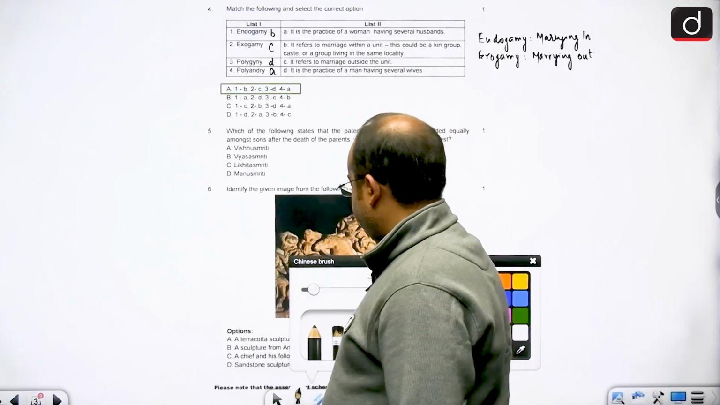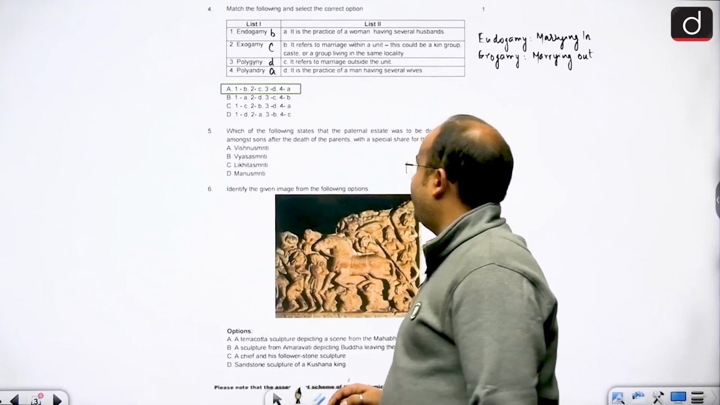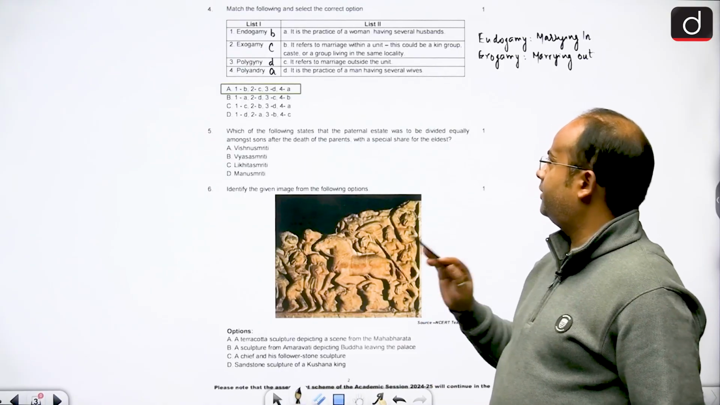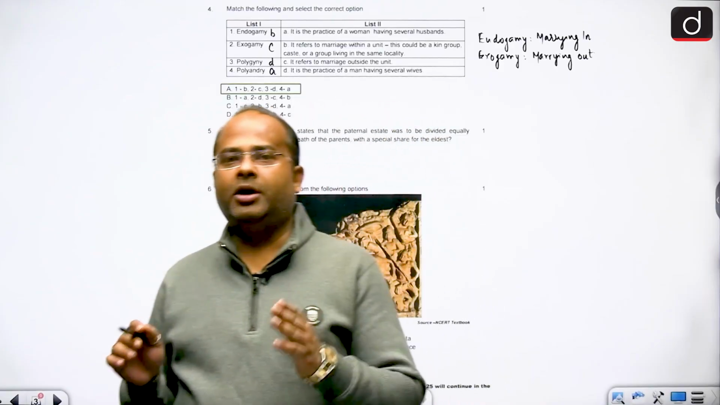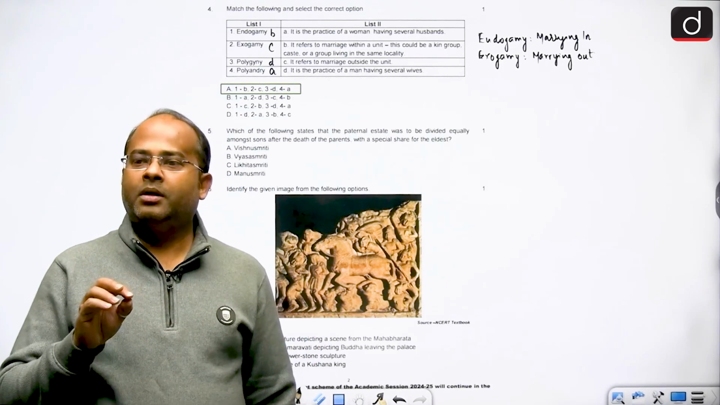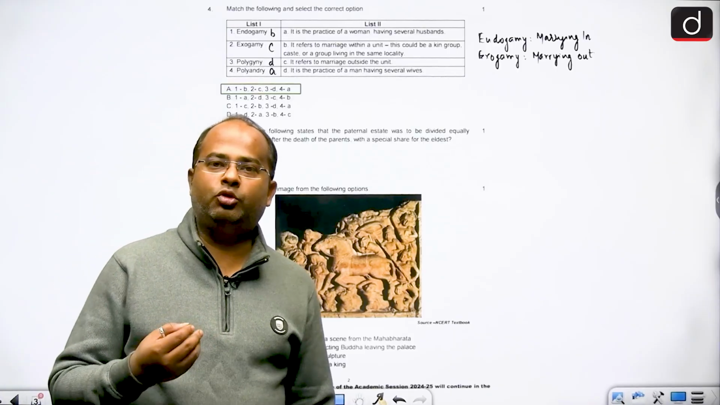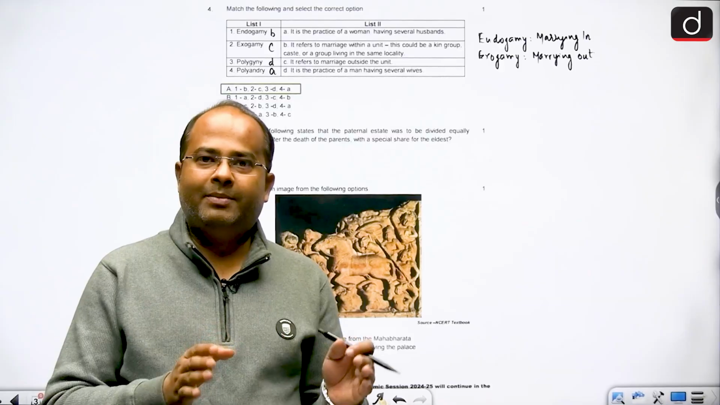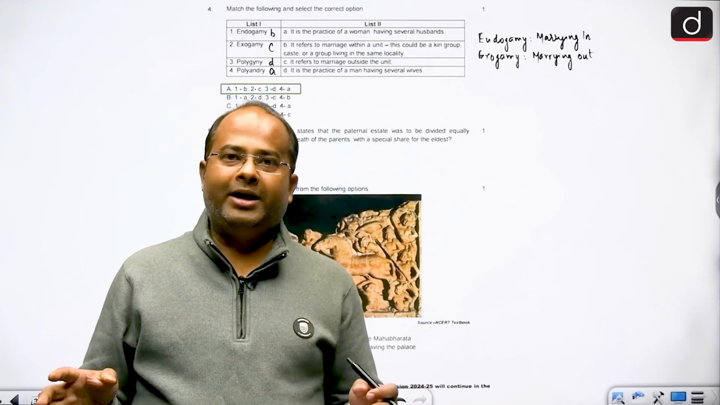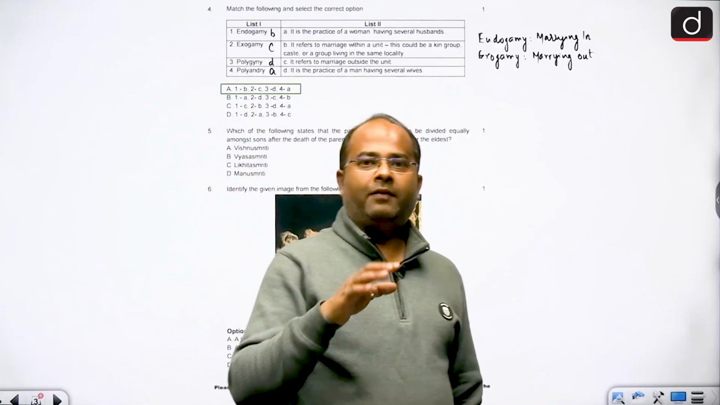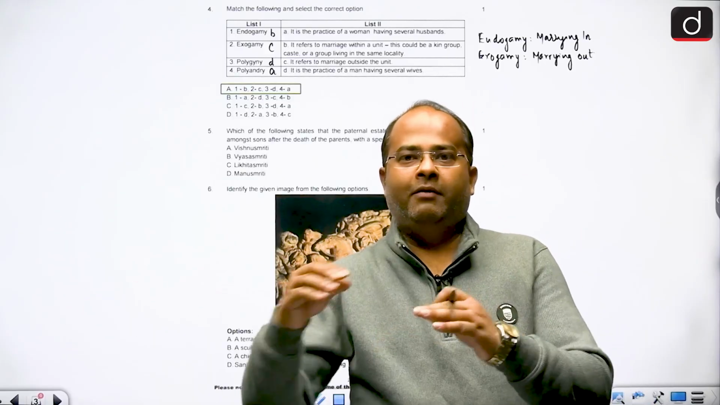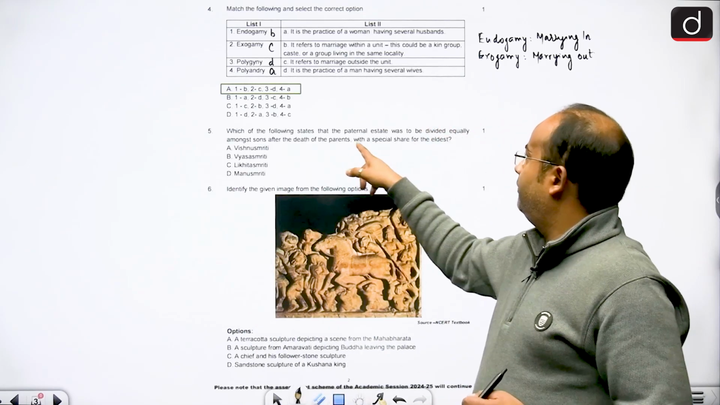Now the next question says: which of the following states that the paternal estate will be divided equally among the sons after the death of the parent, with a special share for the eldest. It was written in Manu Smriti, my dear friends, that after the death of the parents, the paternal property will be divided between the sons, not the daughters, because daughters are not allowed to inherit the paternal property. For example, if a person has 40 acres of land and 4 sons, 10 acres will be distributed equally between the sons, and the most fertile area will be given to the eldest, with the special share to the eldest.